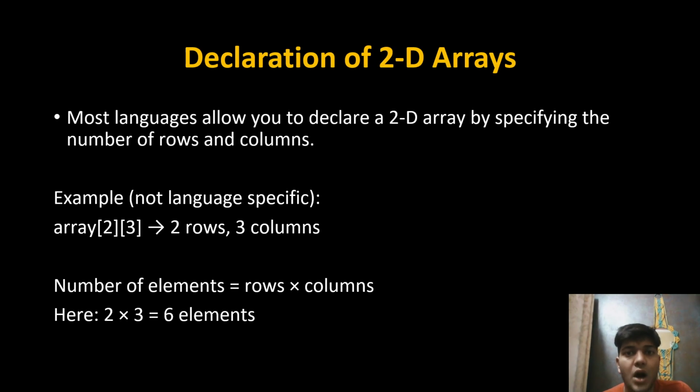Now let's see how we declare a 2D array. In most languages, we specify the number of rows and columns. For example, array of row 2 and column 3 means 2 rows and 3 columns. To calculate the total number of elements, we simply multiply rows and columns. 2 cross 3 equals 6 elements in total. This makes 2D arrays perfect for handling matrix data, mark sheets, and grid-based games.